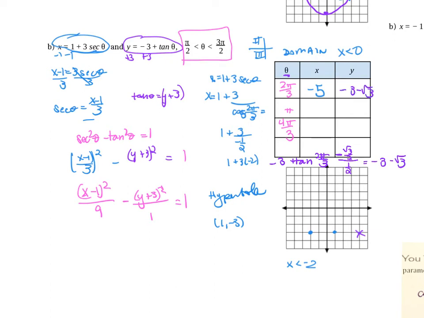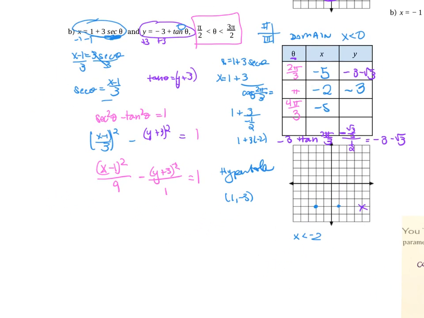Now at pi, if we plug in pi here, we know that secant of theta is going to be negative 1. So this is negative 3 plus 1, which is negative 2. Then for our tangent, tangent at pi is going to be 0. So this is just negative 3. And then if we plug in 4 pi over 3, it's very similar to here, and so our x value will be the same. It'll be negative 5. Now what's going to change is our tangent of theta.